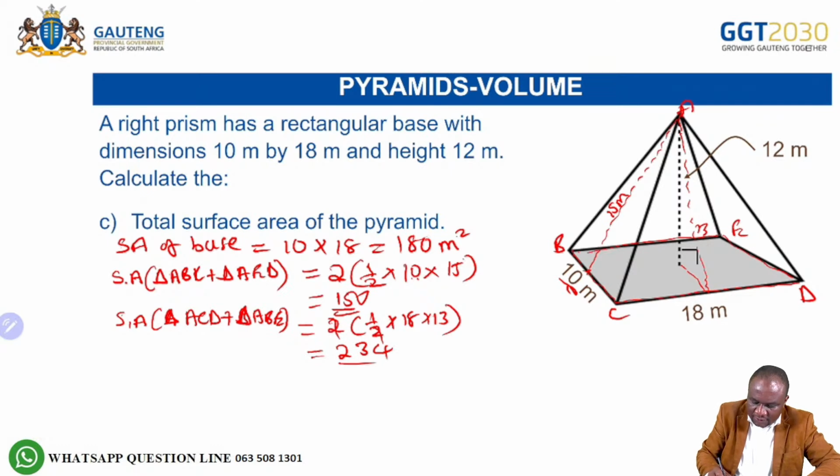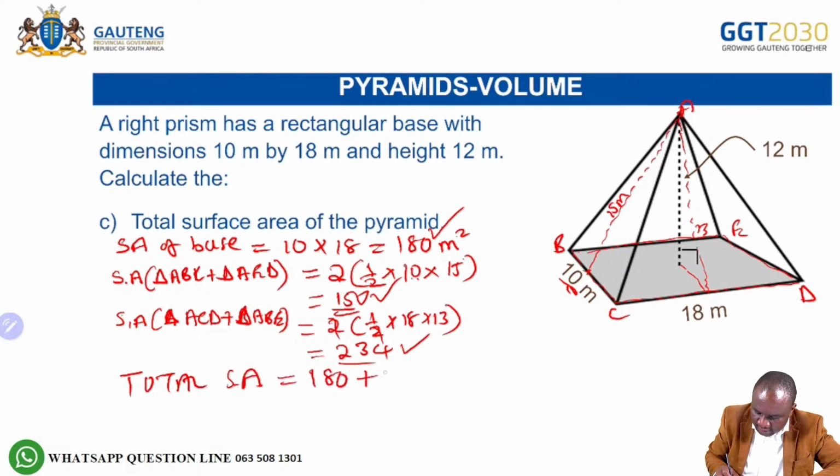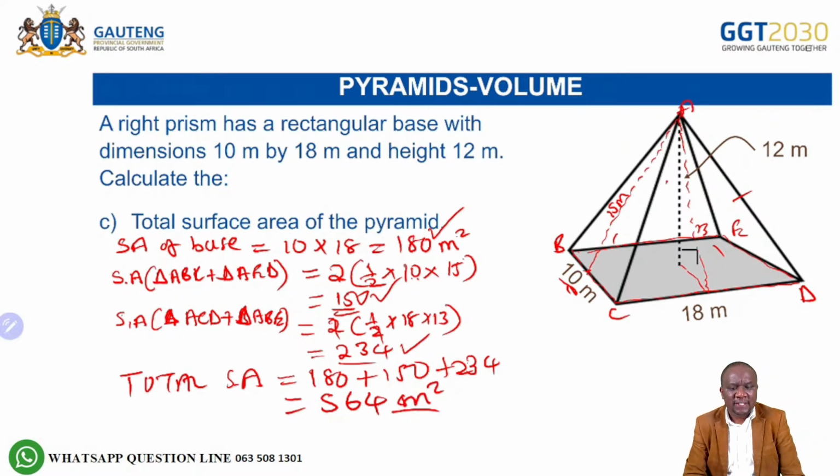And then you add 180 plus 150 plus 234. Right, that's the total surface area. Total surface area is equal to 180 for the base, plus 150 for these two, and then plus 234 for these two triangles. Then this should give you 564 square meters. Okay, so that's the surface area of the pyramids.